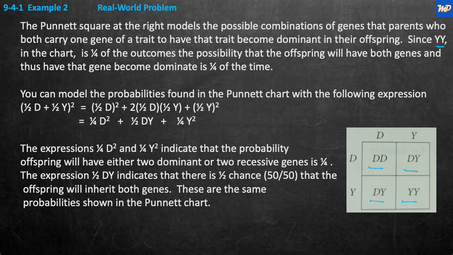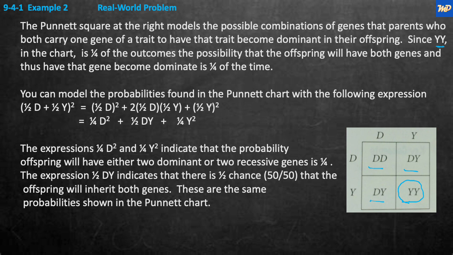So that's kind of what they're trying to talk about here. They're going to say 1/4 of the outcomes, the possibility for that offspring to have both genes, and thus have the gene become dominant, is 1/4 of the time. Okay, that's 1/4 of the time. This gene right here, the YY, is going to be dominant because it's the 2 genes together.